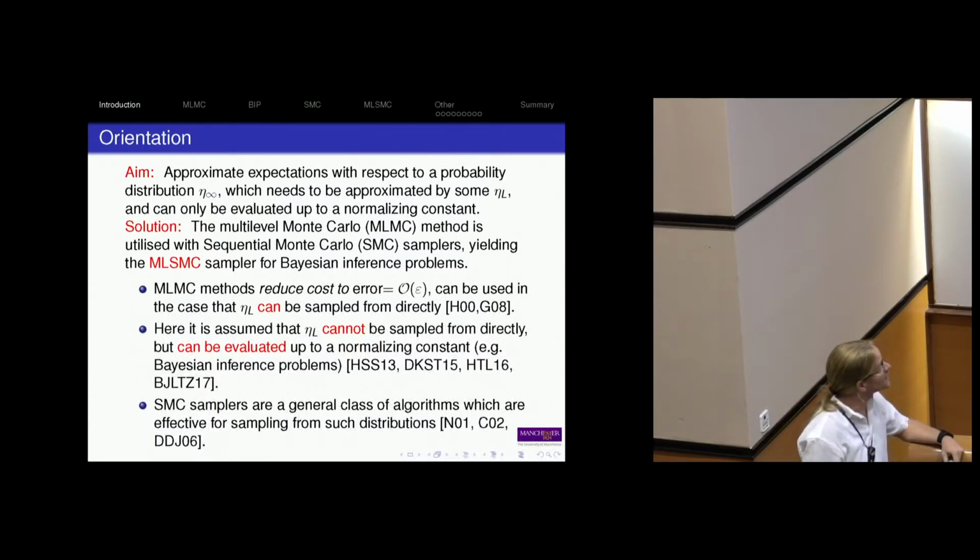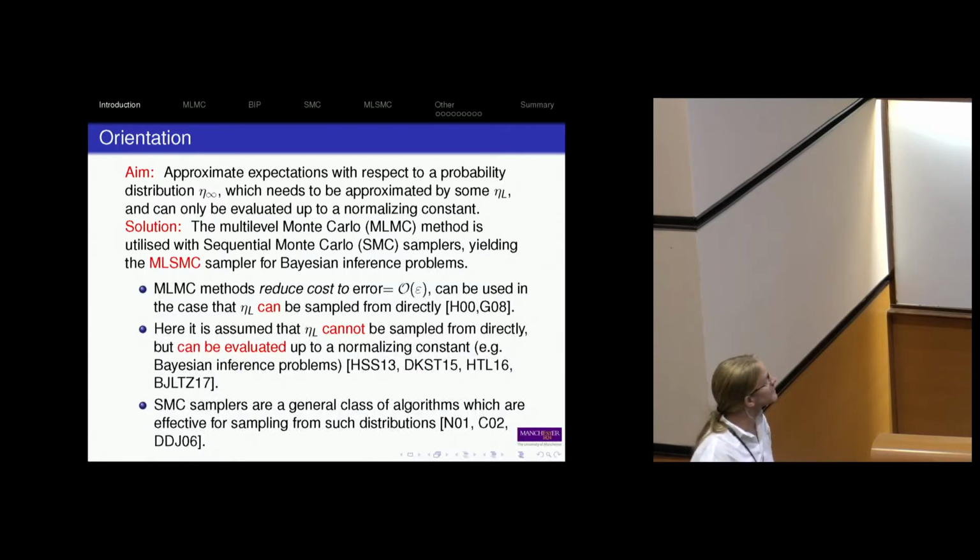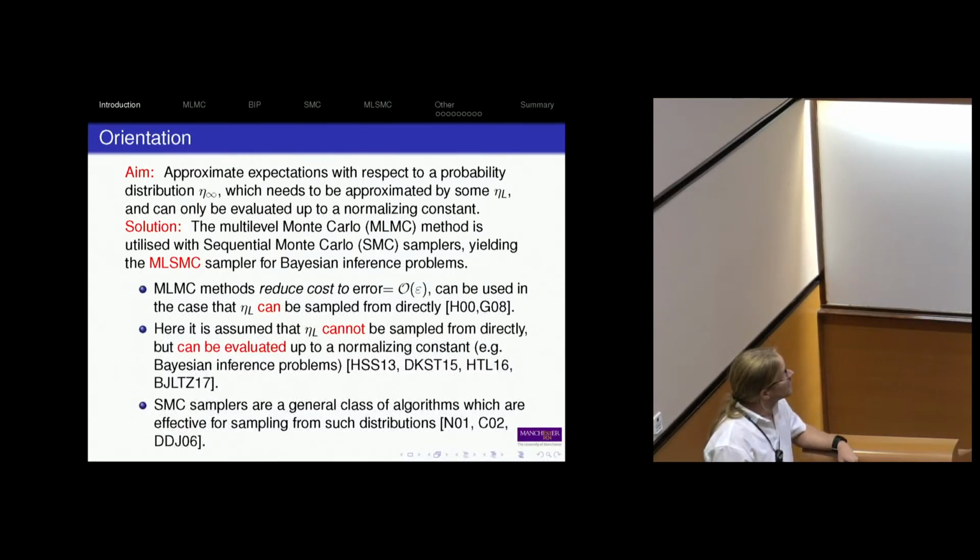It was not, however, until 2013 plus that we started to see multi-level Monte Carlo applied to the type of Monte Carlo algorithms we've been hearing about so far in this program. In other words, in the Bayesian context. So here it's assumed that we can't sample directly from eta L, so we can't get IID samples, but we can evaluate it up to a normalizing constant, as I said, at least for this talk. This is the Huang, Schwab, Stewart multi-level Markov chain Monte Carlo from 2013.